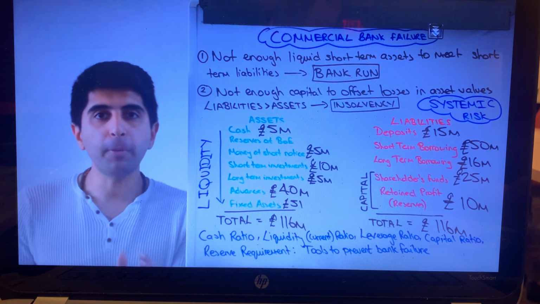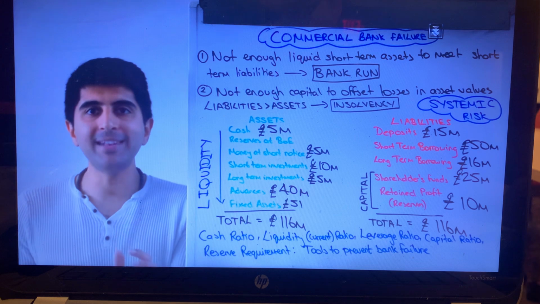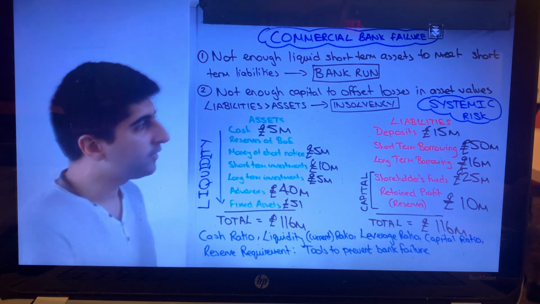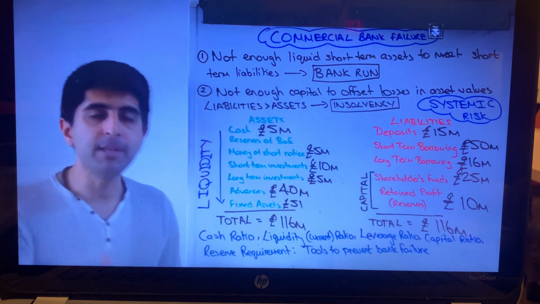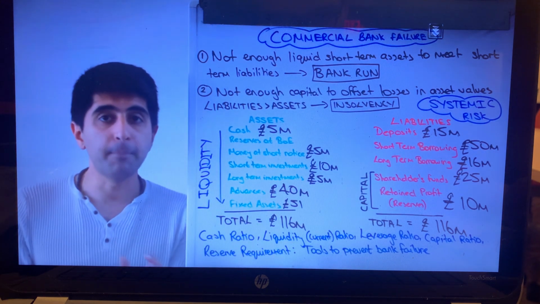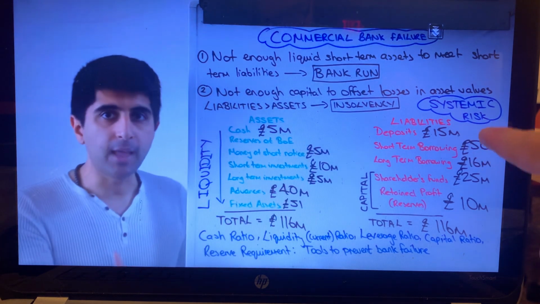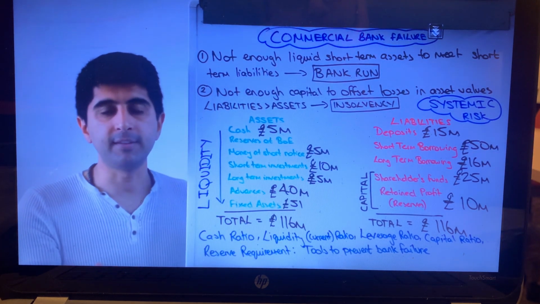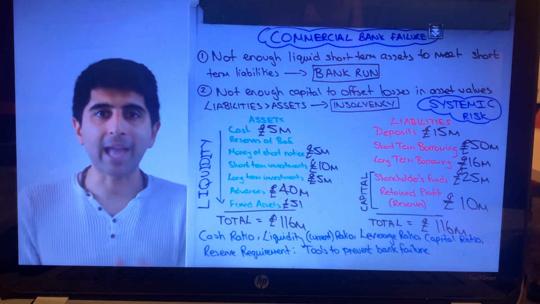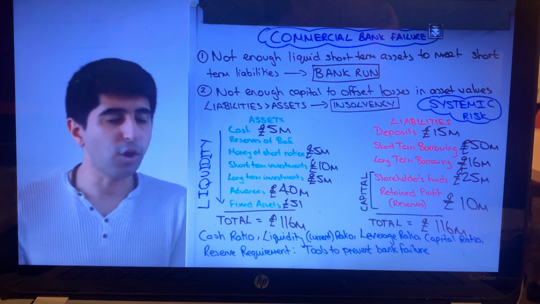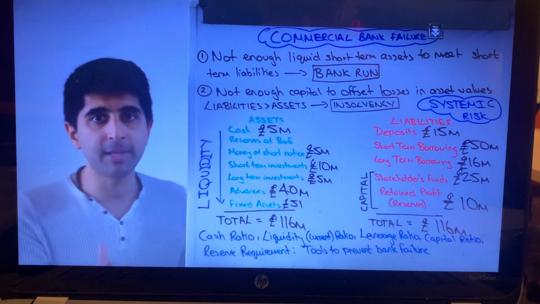Let's say that all depositors and all short-term lenders to the commercial bank want their money back right now. Well, you can see that will be £65 million worth of money that this commercial bank has to pay right now. These two are the current liabilities, the short-term liabilities. So does this commercial bank have enough short-term liquid assets, i.e. current assets, to pay that money off? Well, no they don't. They've only got £20 million worth.